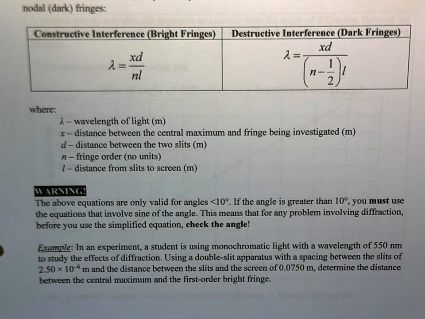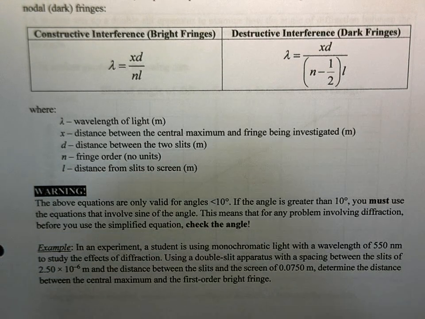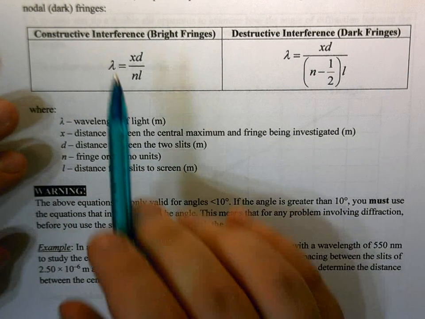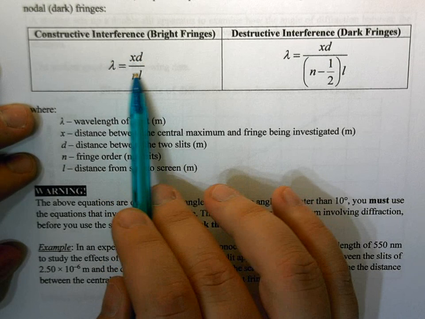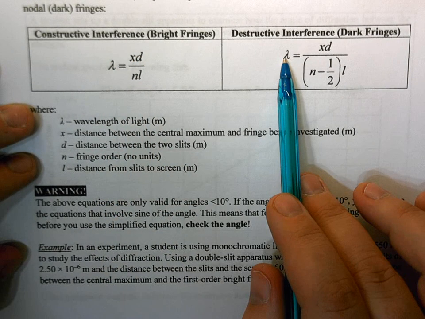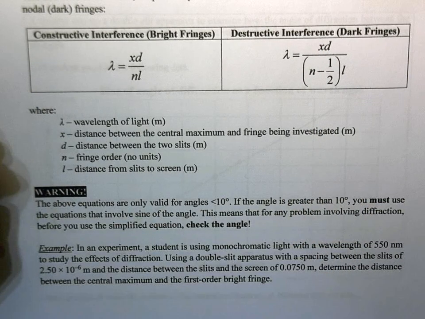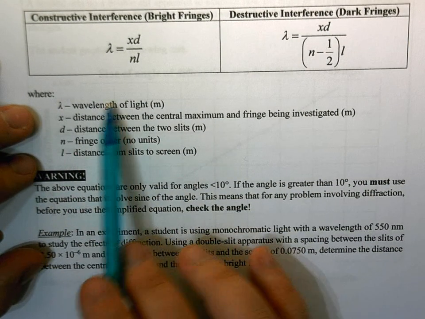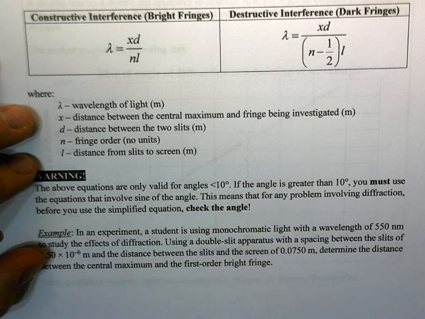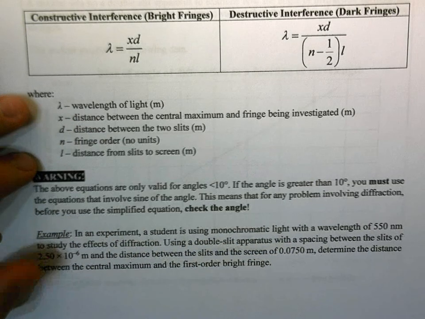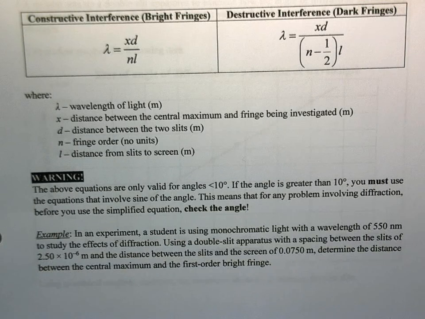Now, what that allows us to do in our equations for constructive and destructive interference is get rid of sine theta. So where we had sine of theta, we're going to replace that with x over L. So we could say that lambda is equal to xd over nL for constructive interference, and for destructive interference, lambda is equal to xd over (n minus 1/2)L. So lambda is going to be our wavelength of light. x is going to be that distance between the central maximum and the fringe that we're looking at. d is the distance between the two slits. n is the fringe order. And L is that distance from the slits to the screen.